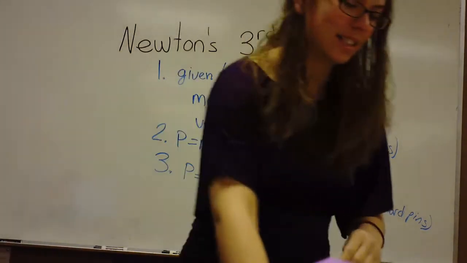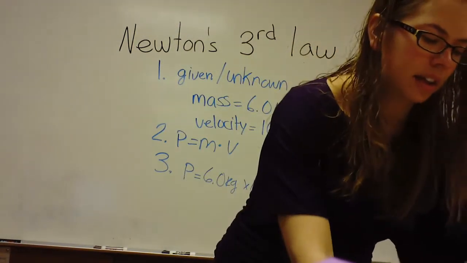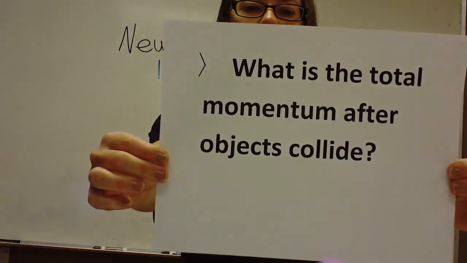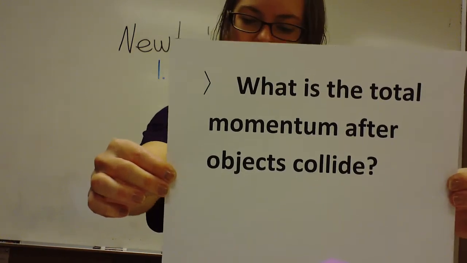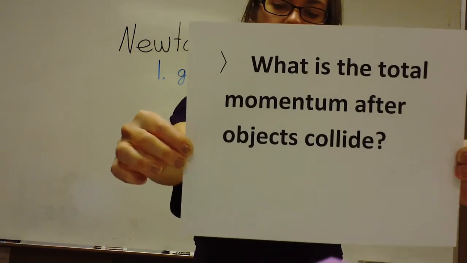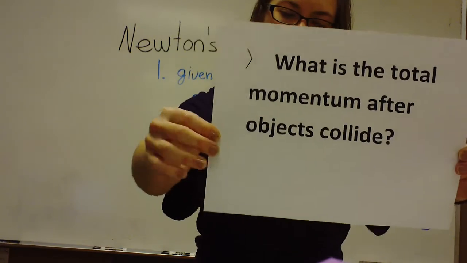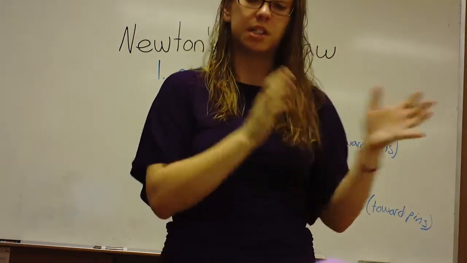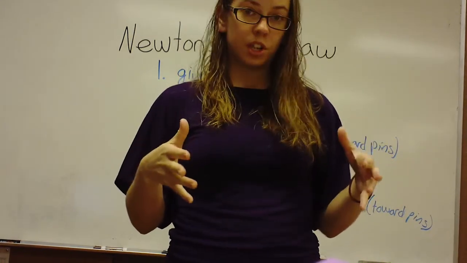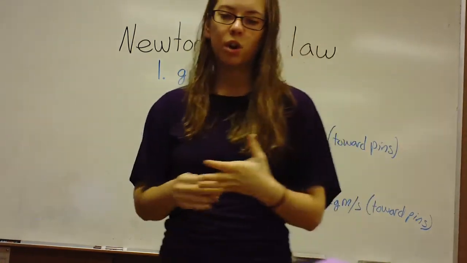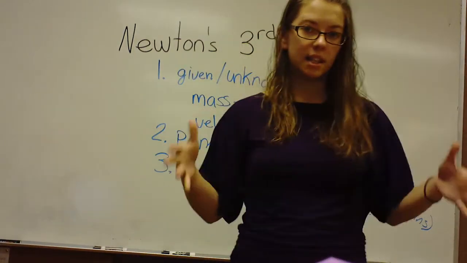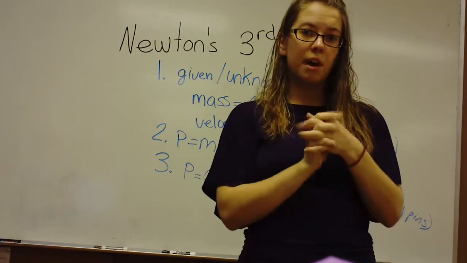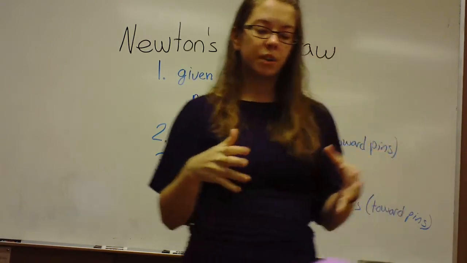Let's move on to the last part of the notes. The last part of the notes asks the question, what is the total momentum after objects collide? And the answer is that the total momentum of two objects after a collision is the same as it was before the collision. So in other words, the total amount of momentum in an isolated system, where there's no friction or air resistance or anything like that, is conserved.